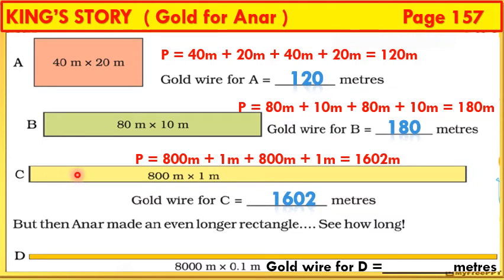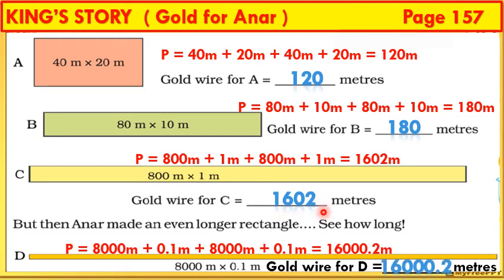Next, he made a rectangle C whose length he took as 800 meters and breadth he took as 1 meter. That is, whose area still remains same. That is 800 multiplied by 1 is 800 square meters. Then he found out perimeter for rectangle C. Perimeter is length plus breadth plus length plus breadth, that is 800 plus 1 plus 800 plus 1 gives 1602 meters. So gold wire for rectangle C is 1602 meters.